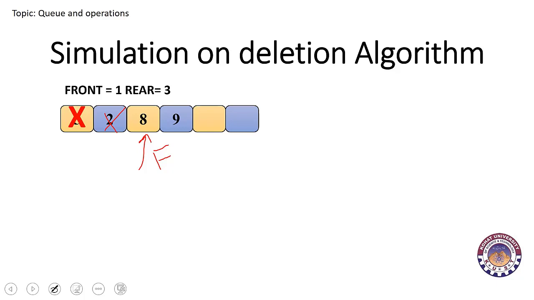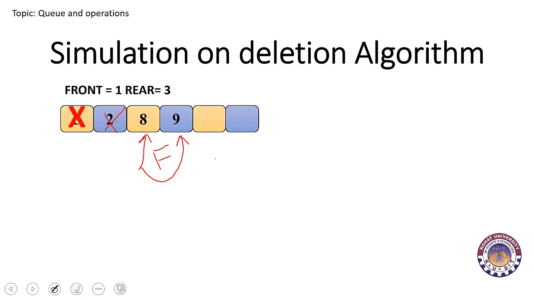Again, if we want to delete again, the underflow condition will be checked. Again the underflow will be false, so we will move to the else part and the 8 will be assigned to a temporary variable known as val. Again in that case we have to increment the front value by 1, so the front will move from position number 2 to position number 3.